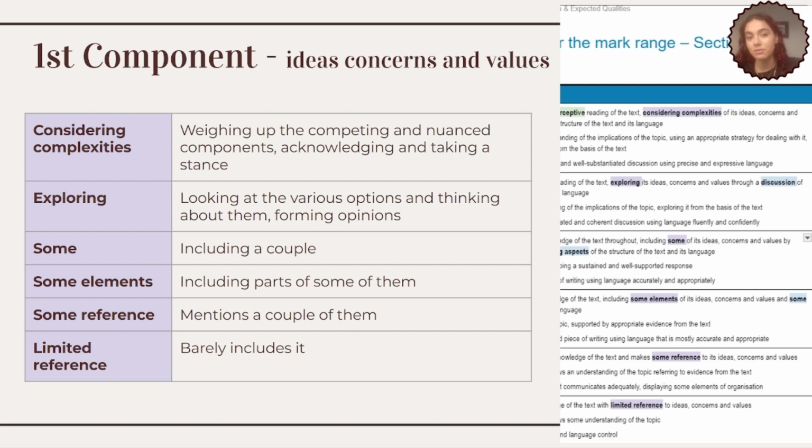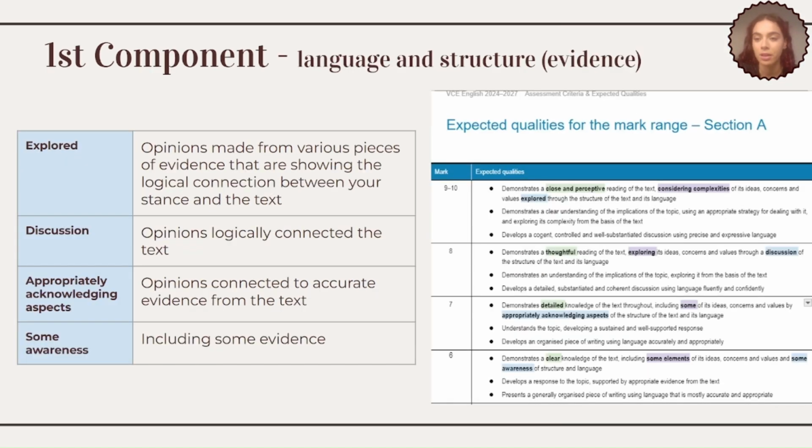Are we starting to notice the difference between these now, right? You've got some references, mentions them, limited references, barely includes it. So again, 8 to 10 is usually the ones that people get more stuck on. Exploring, you're going, okay, there's this option and that option and this option and that option. These are all the different ideas and these are the things, and you're sort of looking at them and thinking about them. But considering the complexities is you are taking more of a nuanced stance. I've thought about it and this is my opinion. I've thought about it. Here are the different aspects and this is what I am ultimately saying about it.